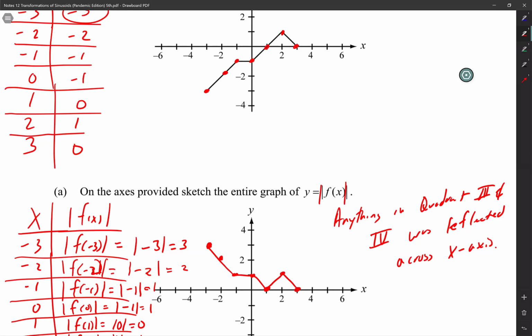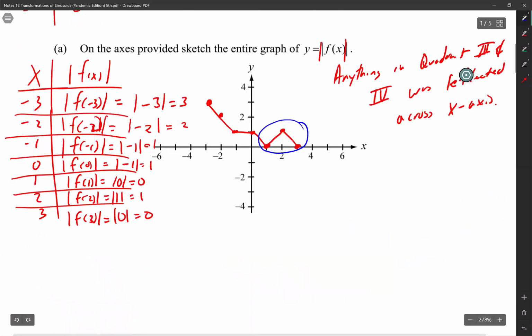Does that make sense? Virtual class, does that make sense? Yes. Okay. And then of course, you already have these y values here. They're untouched because they're already positive to begin with. So that's the only part that was untouched there. And then everything that was below the x-axis was just reflected. All right, let's keep going.